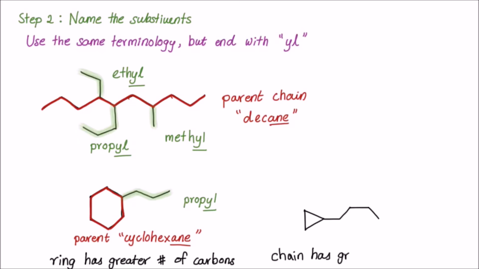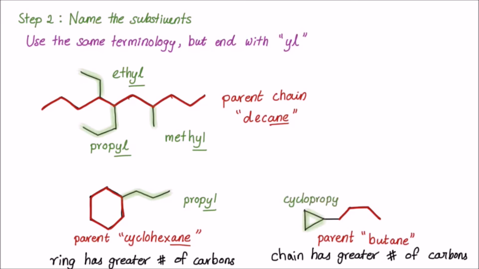Okay, if you do that, the chain has greater number of carbon atoms, right? The chain has greater number of carbon atoms. There are 4 carbon atoms in the chain, and there are only 3 carbon atoms in the ring. So the parent is going to be the butane, the chain, and the cycle is going to be the substituent here. And since it has 3 carbon atoms, we call that propyl. And since it's a cycle, the complete name of the substituent is cyclopropyl. Okay, very good.